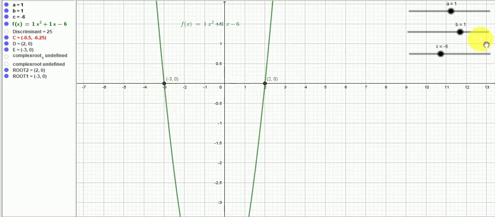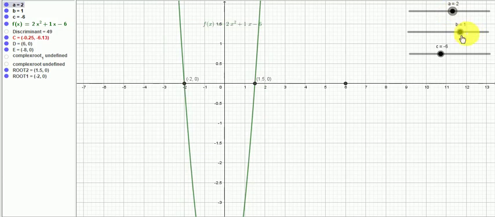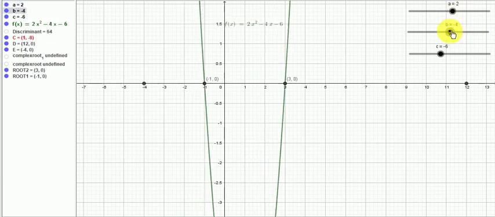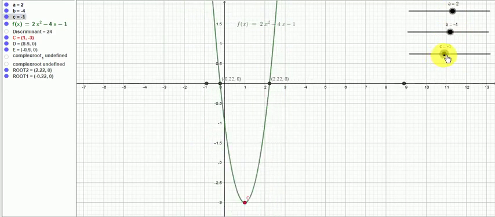Now let us take an example where discriminant is not a perfect square. So let me make this 2, I'm taking a new quadratic expression, minus 4, and here I make it minus 1.